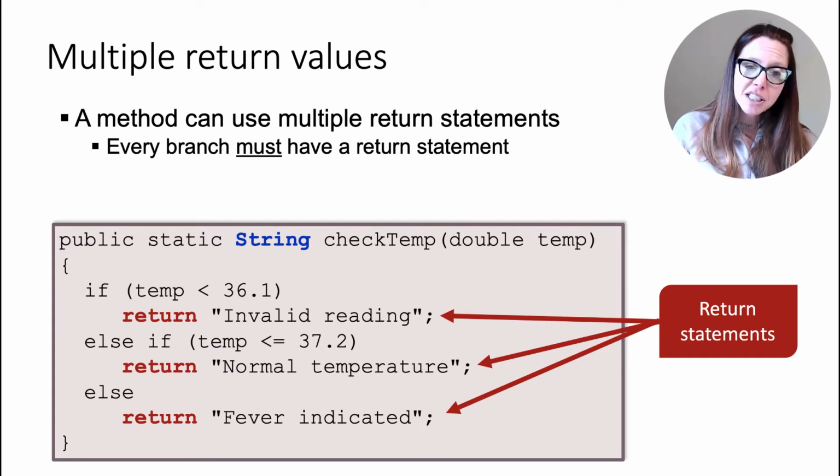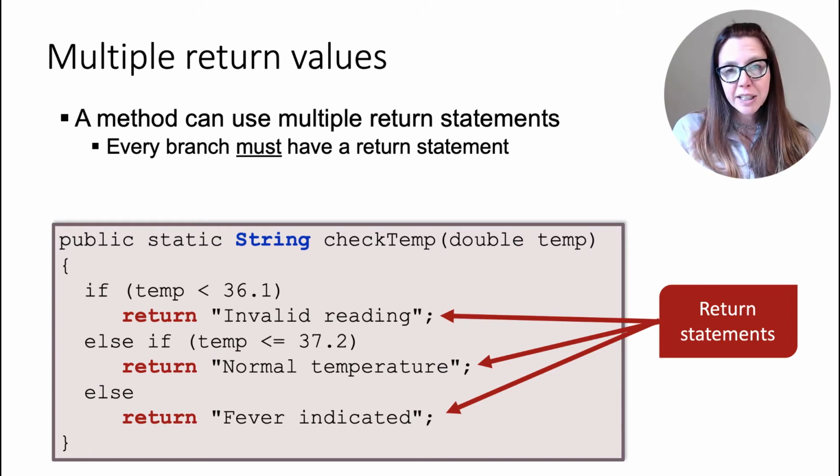If the temp is less than 36.1, it's going to return invalid reading. That's not a valid temperature to take with a thermometer. Else, if, so otherwise, for those values greater than or equal to 36.1, we check again if the temp is less than or equal to 37.2. If it is, we return normal temperature. So we will return normal temperature in all situations where the temp is between 36.1 and 37.2 inclusive. For all other cases, we fall into this else category, and there we return fever indicated.